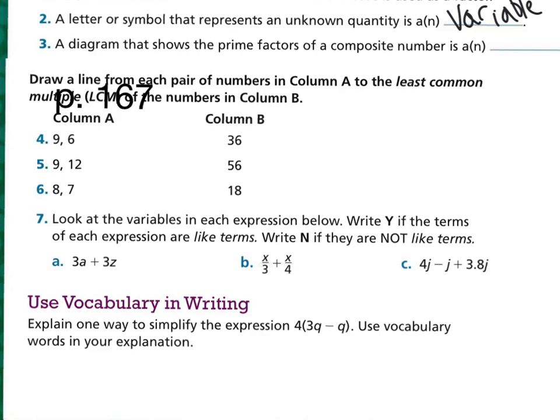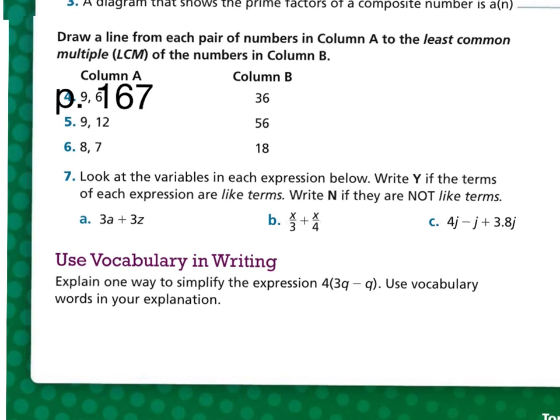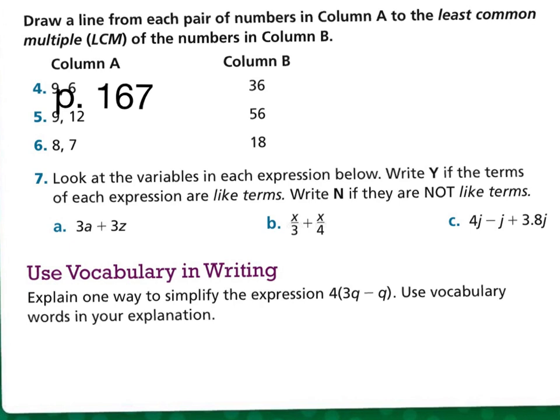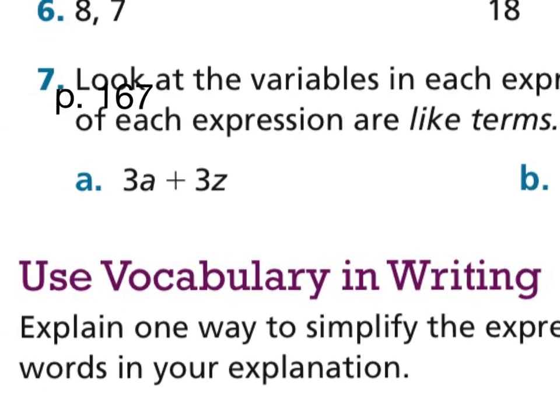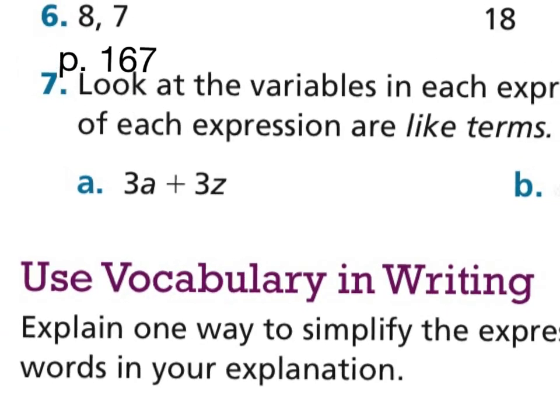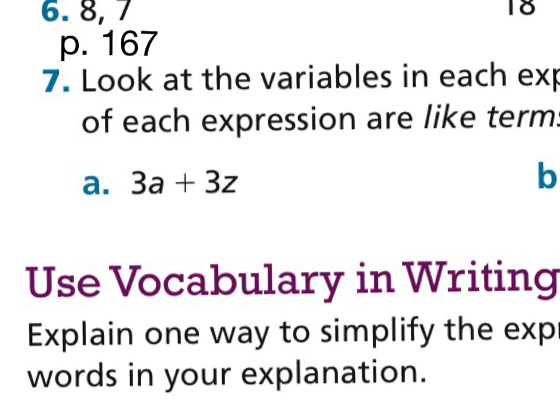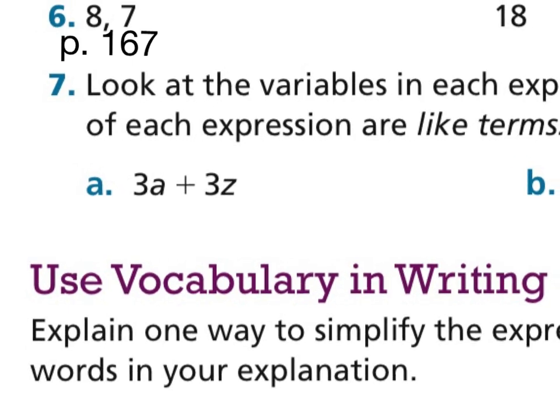If you look at number 7, they want us to write a Y for yes if the terms are like terms, and an N for no if they are not like terms. So if you look at number 7, part A, we have 3A plus 3Z. The numbers are the same, but that's not really what we're after for like terms. We're looking at the variable parts. So we have an A and we have a Z. Those are different variables, different letters, so those are not like terms.